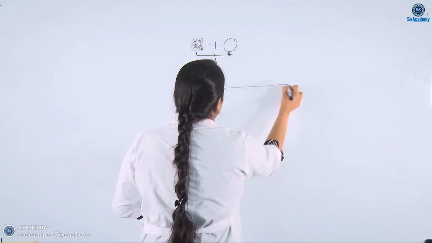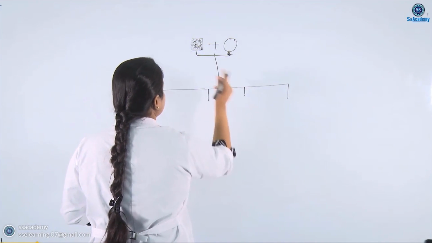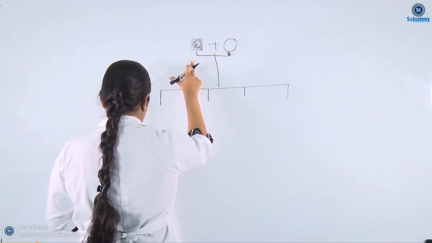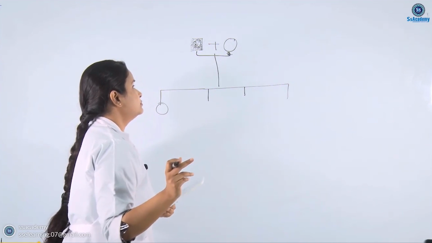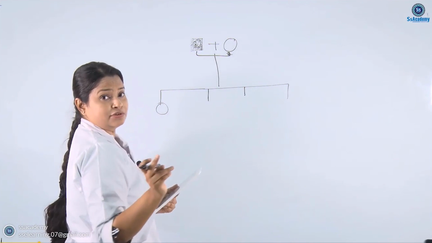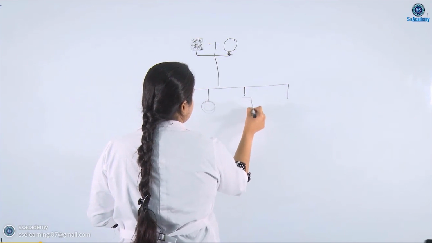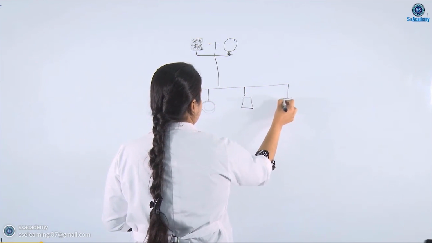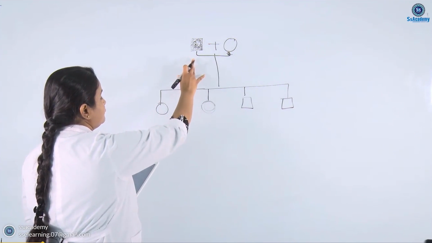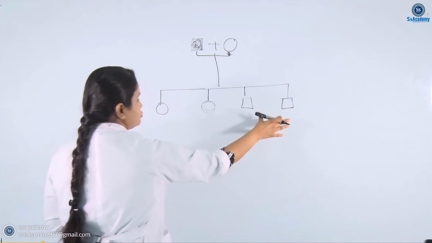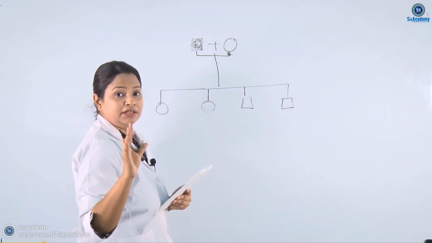So in autosomal dominant, male and female are both affected. Suppose you have 4 siblings, 2 sisters and 2 brothers, or the father has 2 daughters and 2 sons. So male and female are equally affected.